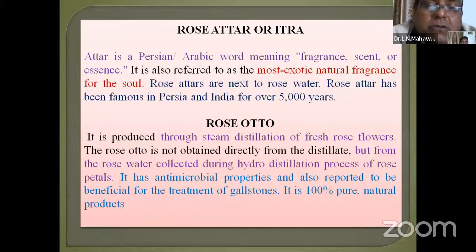Rose otto is produced through steam distillation of fresh rose flowers. The rose otto is not obtained directly from the distillate, but it is collected from the rose water during the hydro-distillation process from the petals, and it has antimicrobial properties and is also reported beneficial for the treatment of gallstones. It is 100% pure.